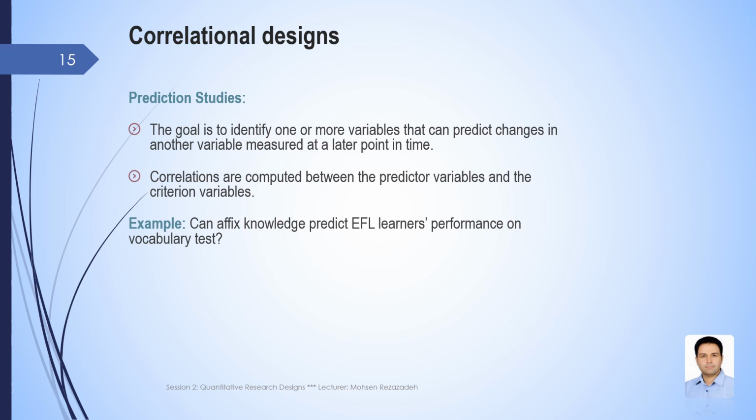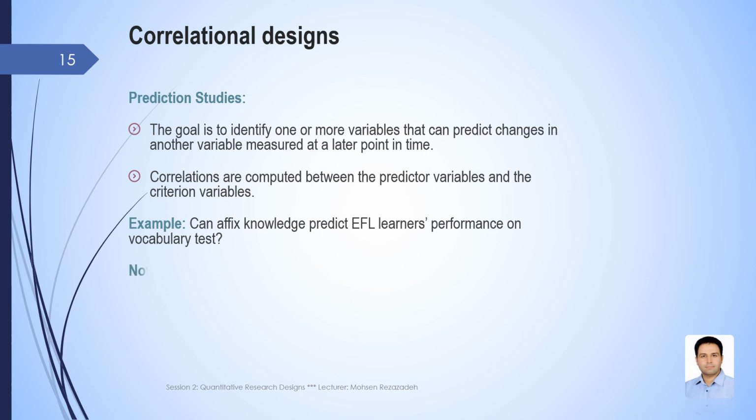Here we have learners' performance on vocabulary test. So we have two variables. The predictor variable is affix knowledge, criterion variable is vocabulary test. So here, if the result of the correlation between affix knowledge and the vocabulary test is a strong positive one, we can say that yes, affix knowledge can predict learners' knowledge of vocabulary. And that is, if they have enough affix knowledge, we can say that yes, they will have good vocabulary or enough vocabulary knowledge. This is the meaning of prediction.